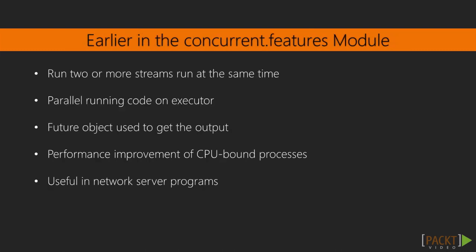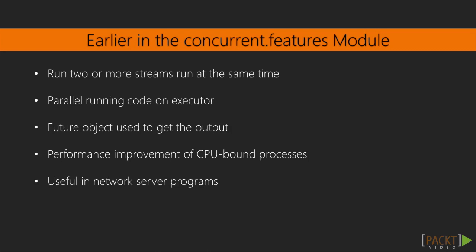When we were working with the concurrent.futures module, we saw a way to make two or more streams of code run at the same time. We could create an executor object, and then whenever we wanted to run code in parallel, we could tell the executor to run the code. The executor would give us a future object that we could later use to get the result of the code, and it would then run the code in a separate process while our original code kept on running in our original process.